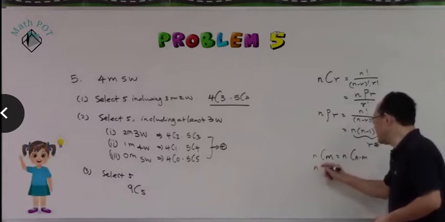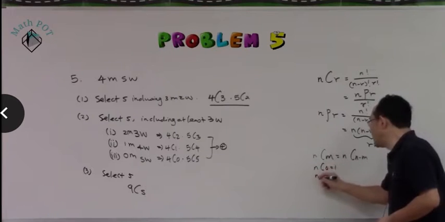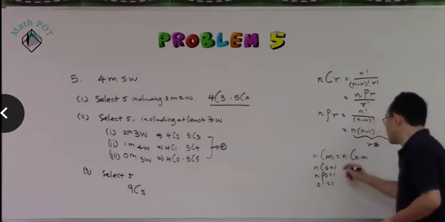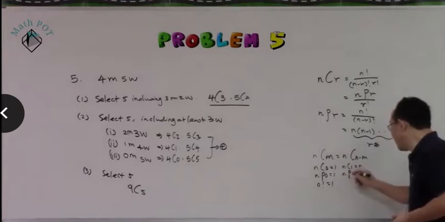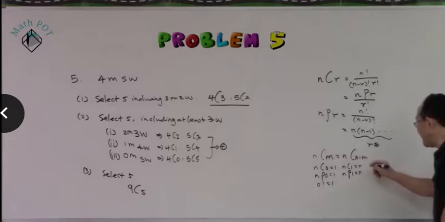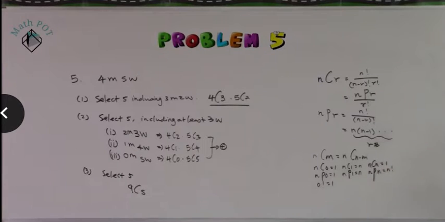Always remember, any number C0 equals 1. Any number P0 equals 1. 0 factorial equals 1. Any number C1 equals that number. Any number P1 equals that number. Any number C that number equals 1. Any number P that number equals that number factorial. Remember all those formulas could be very useful. I'm going to quickly show you how to figure out those answers here.